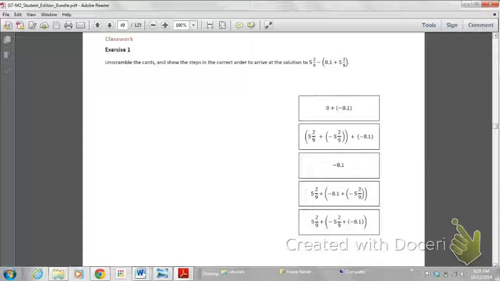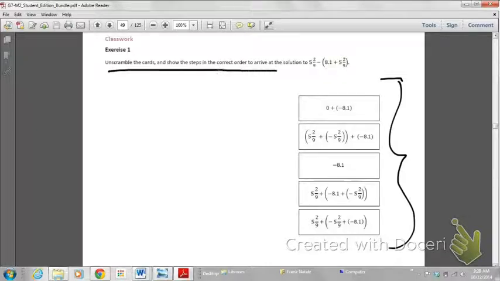In the classroom, this exercise 1 right here would be cards like these. These would all be individual cards that were cut up, and you could move them around. What you're trying to do is unscramble those cards and show the steps in the correct order to arrive at the solution to this problem right here.